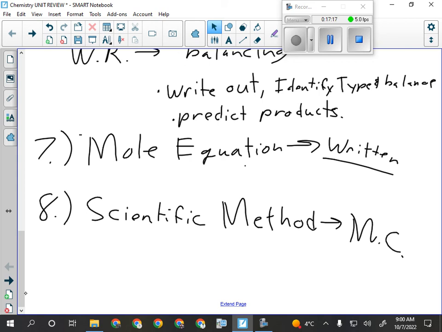Question number 2: 4 reactions that need to be predicted, balanced, and type identified. Okay? And they are worth 4 marks each.